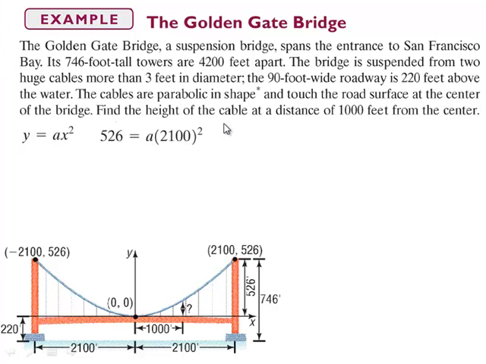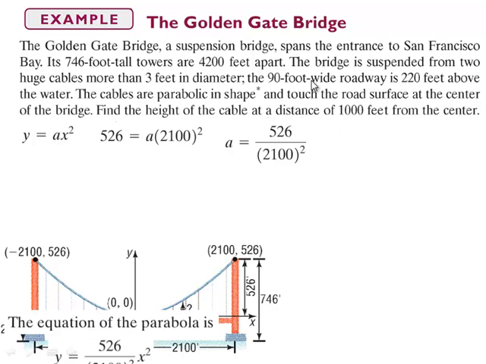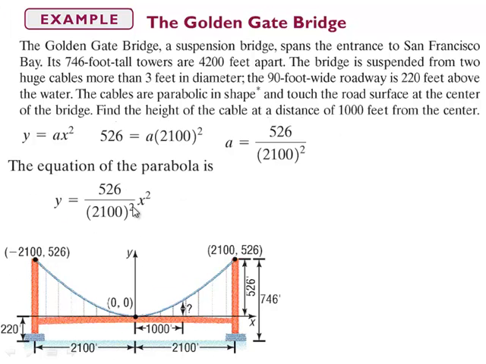So you plug in those two numbers, just like we see there, and then you solve for A. And of course, you could simplify it if you want, or you could just leave this as an exact number, just like that. And then write your equation of the parabola, just like you see there. Just understand, though, that 526 over 2100 squared is just a number times x squared. That's the equation of your parabola, which models that parabolic arch.